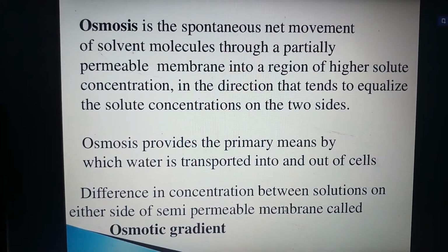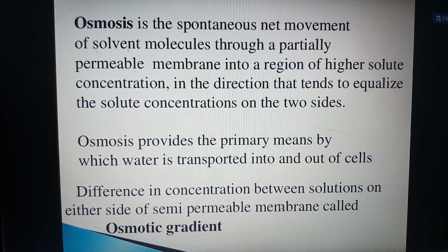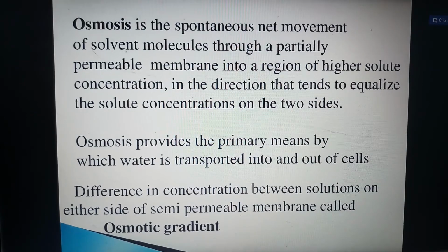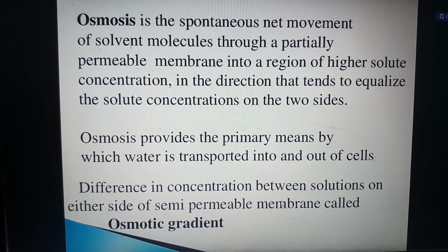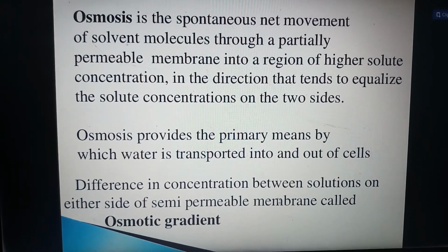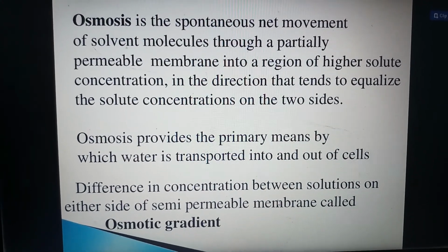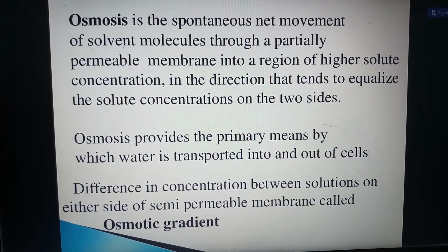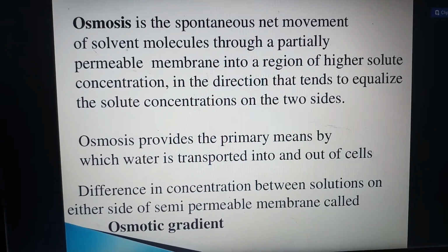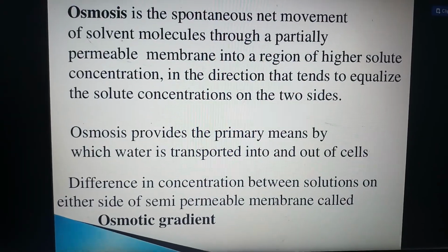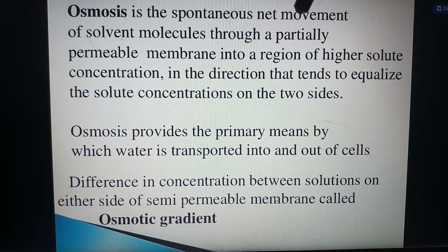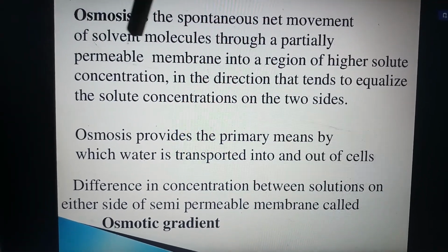Now our topic is about osmosis. Prior to going into the topic, we have come across certain terminologies: osmosis, higher concentration, lower concentration, osmotic gradient, diffusion. With all these terminologies, it was quite confusing. But now we are going to clarify all these things very clearly, line by line, what is happening in osmosis. So osmosis is a spontaneous net movement of solvent molecules.